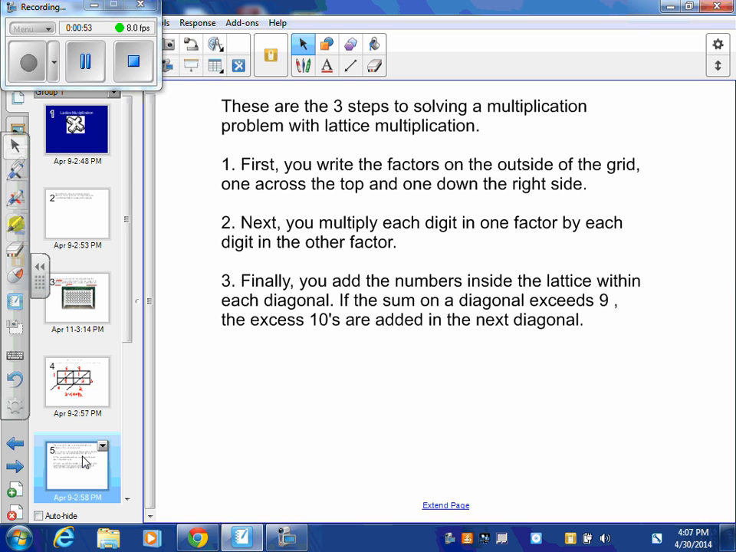There are 3 steps to solving a multiplication problem with lattice multiplication. First, you write the factors on the outside of the grid, 1 across the top and 1 down the right side. Next, you multiply each digit in one factor by each digit in the other factor. Finally, you add the numbers inside the lattice within each diagonal. If the sum on a diagonal exceeds 9, the excess 10s are added in the next diagonal.